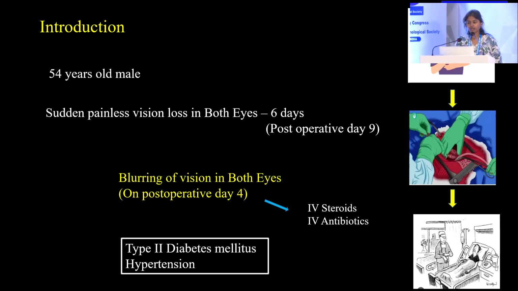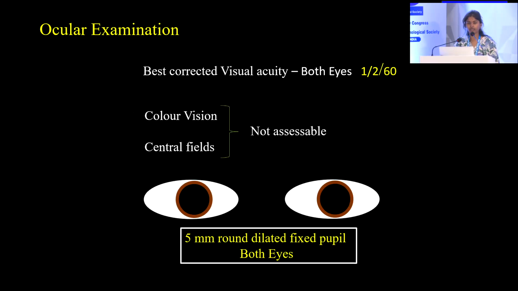On postoperative day 4, he developed blurring of vision in both eyes, for which he was started on intravenous steroids and antibiotics at the cardiac care hospital itself. He presented to us on 9th postoperative day. He is a known diabetic and hypertensive on treatment. His general examination and vitals were normal. His systemic examination and higher mental functions were normal.